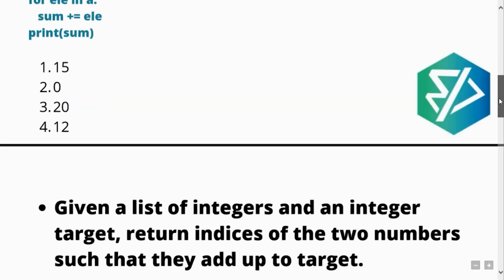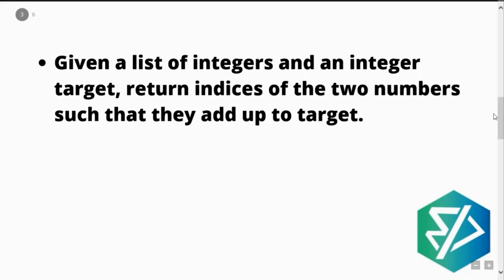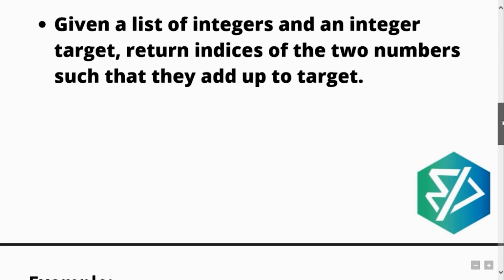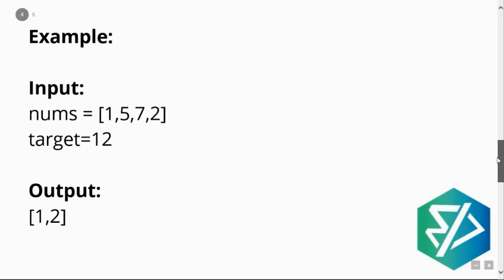Okay, so let's move ahead with the main question, which is the main Python interview question asked by the company Microsoft. So, given a list of integers and an integer target, return indices of the two numbers such that they add up to the target. So let's understand this question with the help of an example.